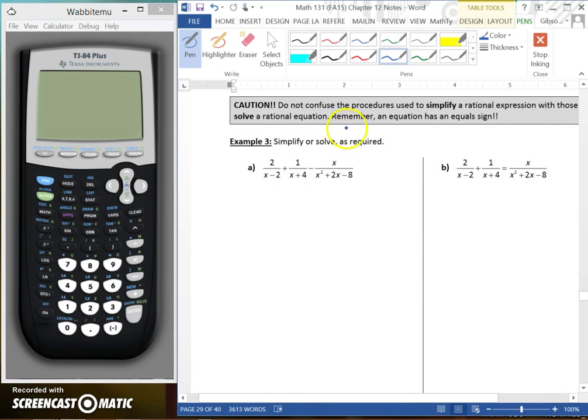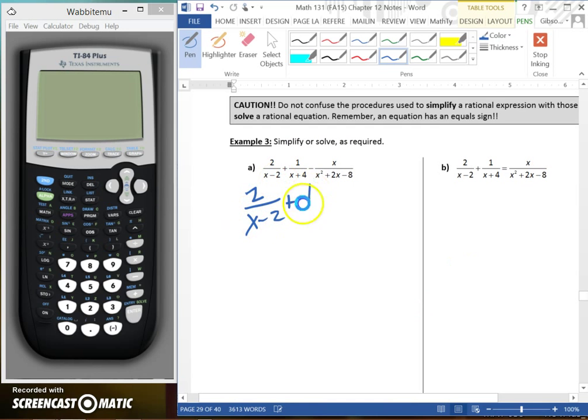So now we go to the next page. It says, caution, do not confuse the procedures used to simplify a rational expression with those used to solve a rational equation. Remember, an equation has an equal sign. So with this here, this does not have an equal sign, so we cannot get rid of the denominators here. So now we must find a common denominator, but before we do, we need to factor these denominators.